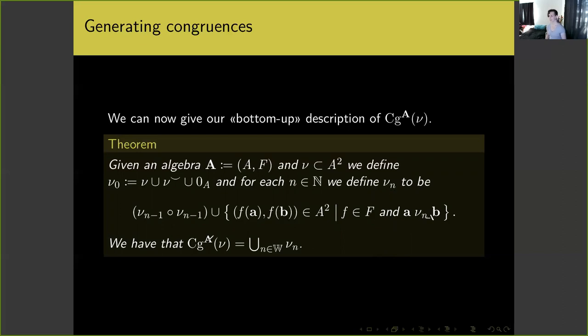All right, so that's a little bit of a messier definition than what we had for the subuniverse generated by a set, but we do still have, with this construction, that the congruence of A generated by nu is the union of all of these nu n that get bigger and bigger and bigger.